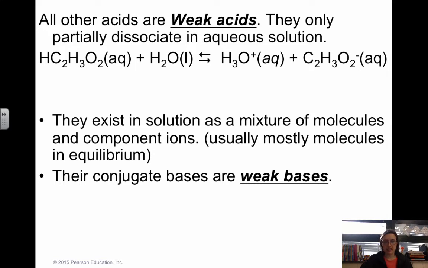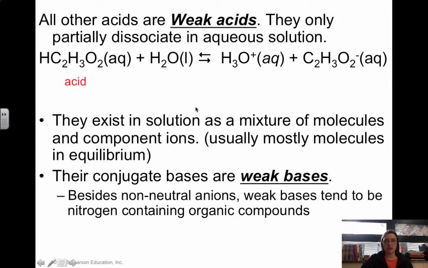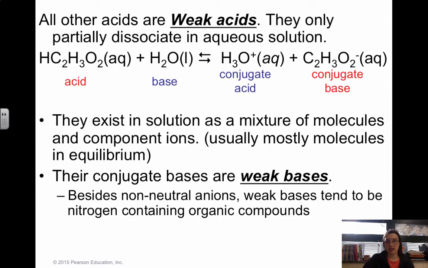Their conjugate bases are weak bases. So the conjugate base of acetic acid is the acetate ion. Because this is a weak acid, this is a weak conjugate base. So besides the non-neutral anions, weak bases tend to be nitrogen-containing compounds. So what this means is, besides anions that are conjugate bases, typically other weak bases have nitrogen in them, such as ammonia. Ammonia is NH3.